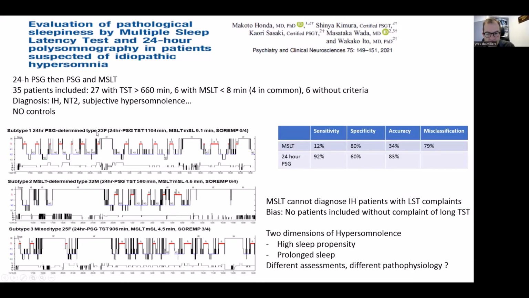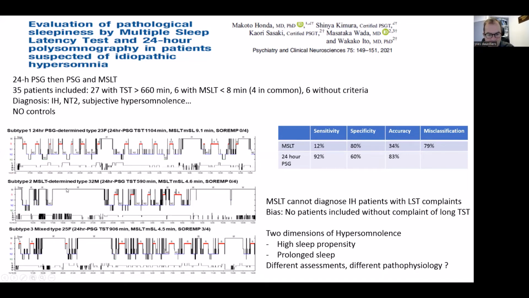Of interest, just to go through 3 examples here. They performed the 24-hour polysomnography and after it, the MSLT. And they included just 35 patients and no control. But let's look at 3 examples. The first example is very long sleep, here 1,100 minutes. You see there's a lot of sleep during the 24 hours, but the MSLT is 9 minutes and 0 SOREM. So a very long sleep with no huge sleepiness.